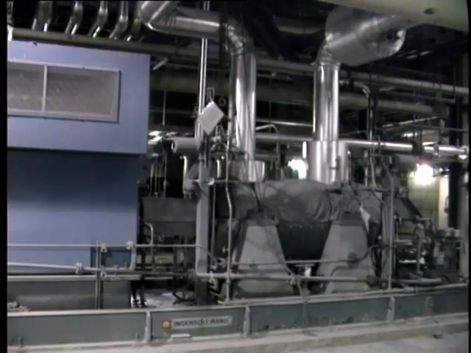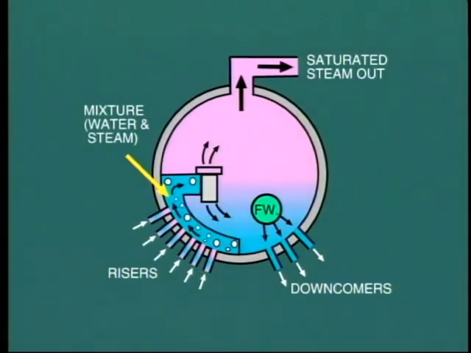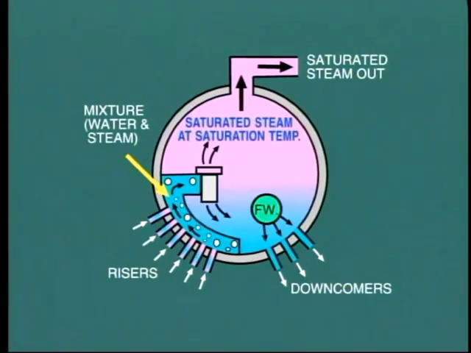Usually, automatic controls carry out this task by adjusting the feed water control valve or perhaps the speed of the feed water pump. The steam which collects in the upper part of the drum is saturated steam and will be at saturation temperature. For example, if the steam pressure in the drum is at 200 psi, its temperature will be 381 degrees Fahrenheit. At a pressure of 1000 psi, the saturation temperature is 542 degrees Fahrenheit.